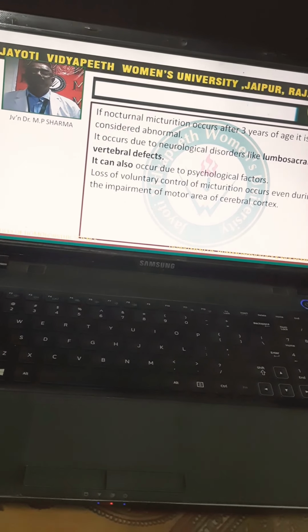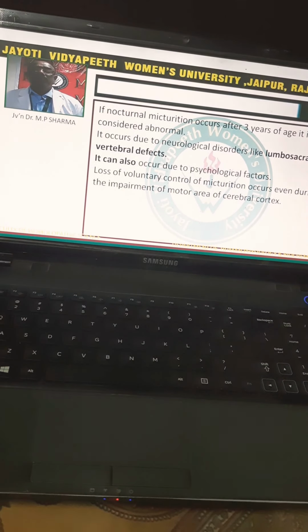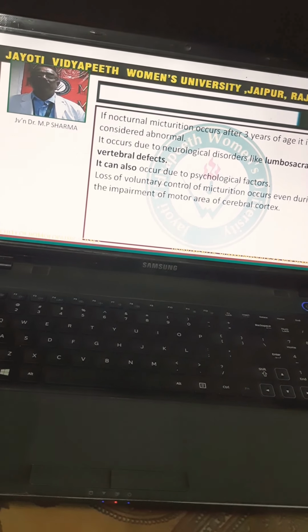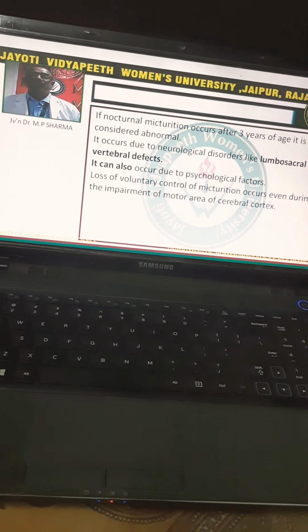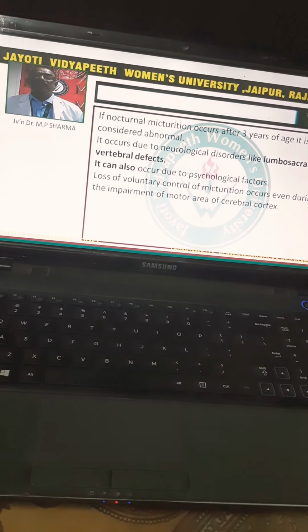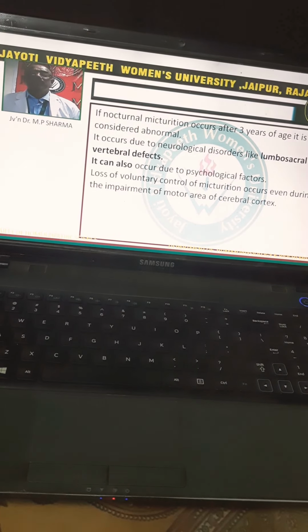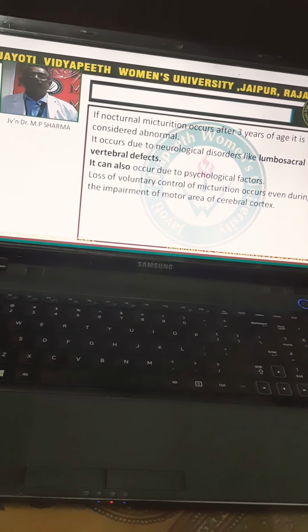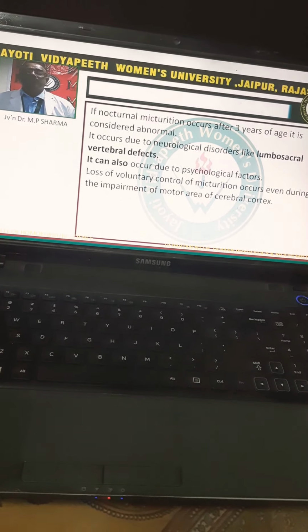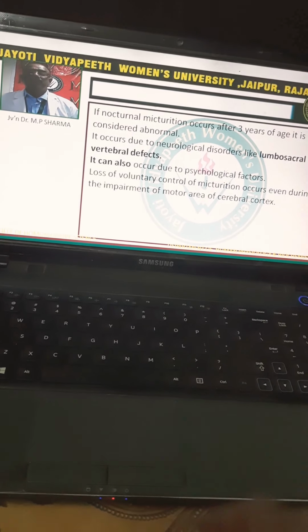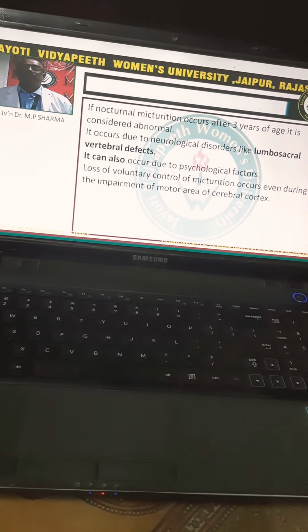If nocturnal micturition occurs after 3 years of age, it is considered abnormal and it occurs due to neurological disorders like lumbosacral vertebral defects, and it can also occur due to psychological factors. Loss of voluntary control of the micturition occurs even during the impairment of the motor areas of the cerebral cortex.